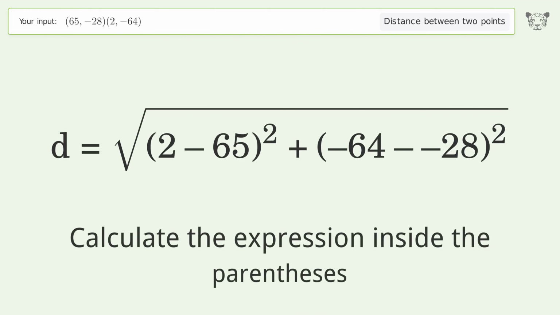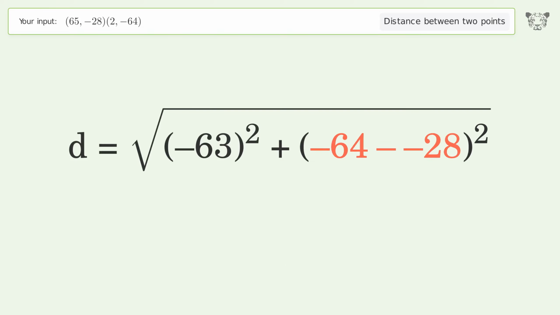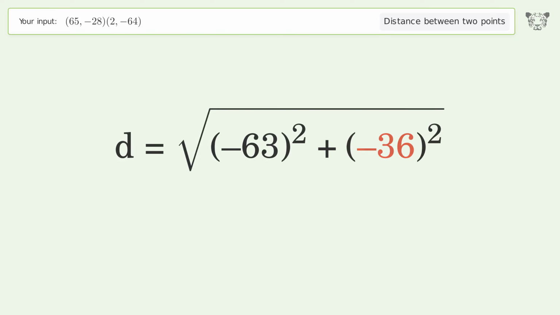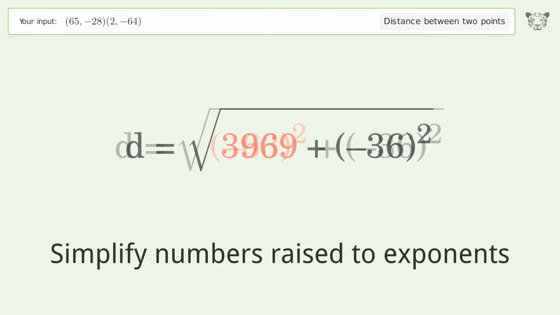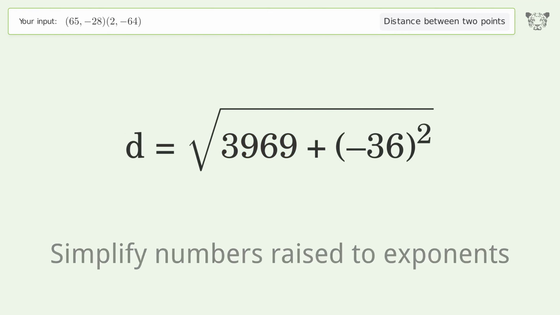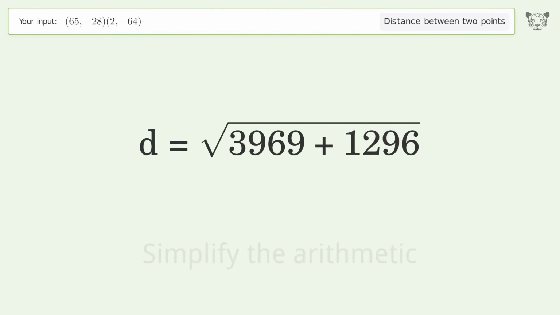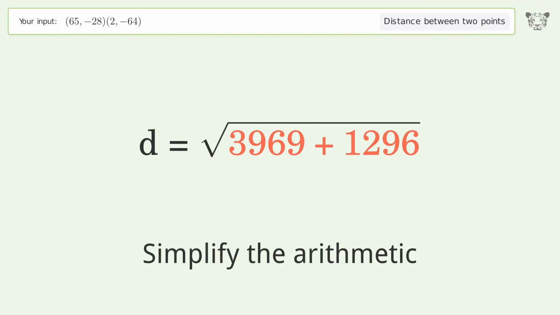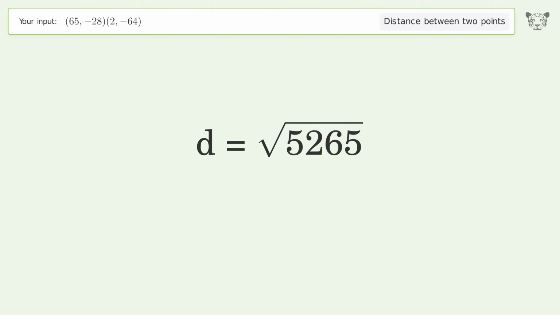Calculate the expression inside the parentheses. Simplify numbers raised to exponents. Simplify the arithmetic. And so the distance between the 2 points is the square root of 5,265, or 72.56.